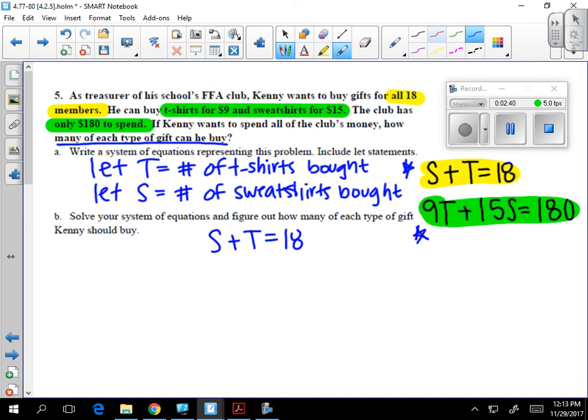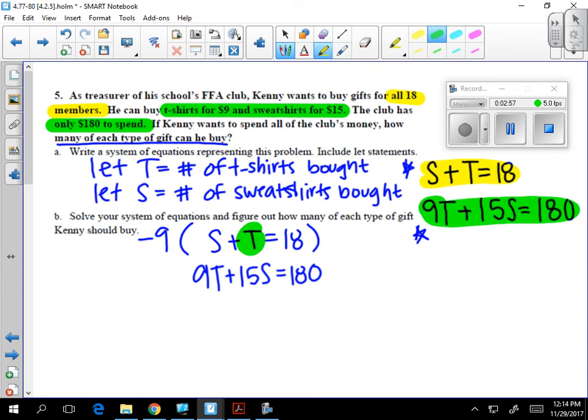So I'm going to multiply the top equation to get an opposite coefficient. So if I wanted to do that, I would multiply this by -9. So then my t value would be opposite. So one would be +9 and one would be -9. So I'm going to write my new equation below so that I can see what I got.